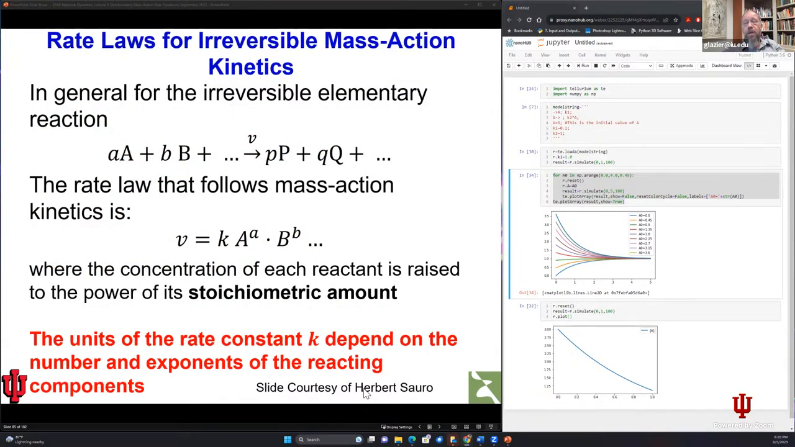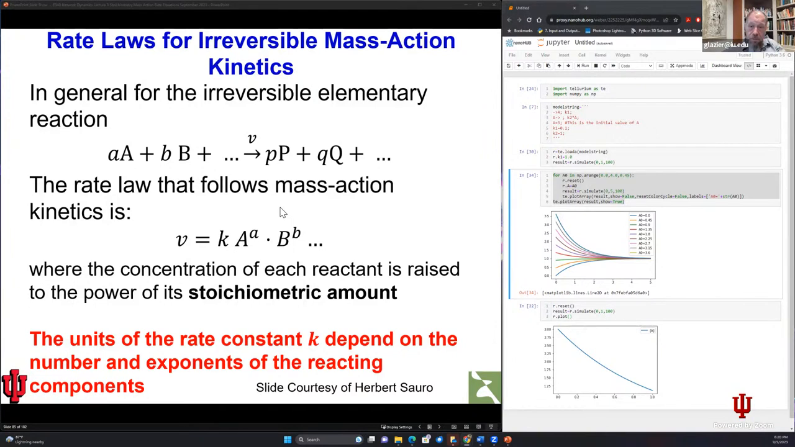So let's just come back and do this again. We have a chemical reaction, A units of A plus B units of B go to P units of P plus Q units of Q at a rate V. Mass action is V is K times A to the little a times B to the little b, and so on.